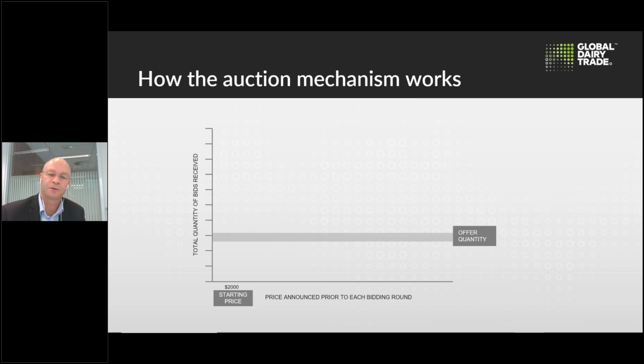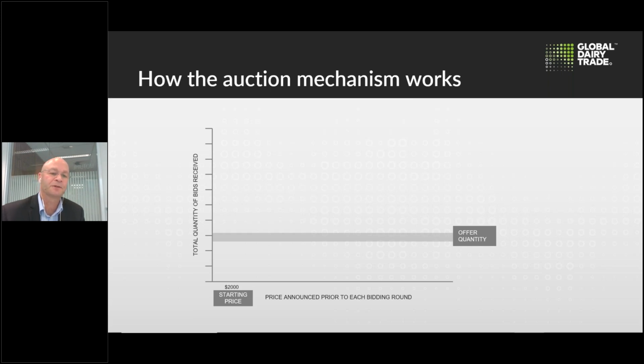The data goes through to CRA International in Boston, who run the auction for us. They will run a little dummy auction to make sure all the data is going to work correctly in the auction process. There'll be a double check back that all the data is correct. And then at the appointed time when the auction opens, bidders will have seen the starting price and the offer quantities over the prior few days.